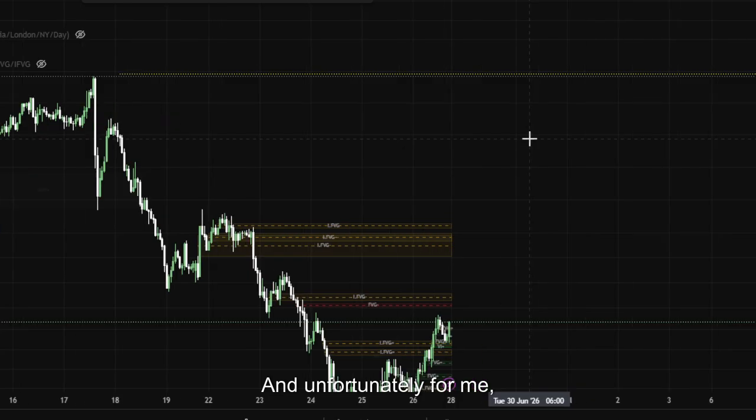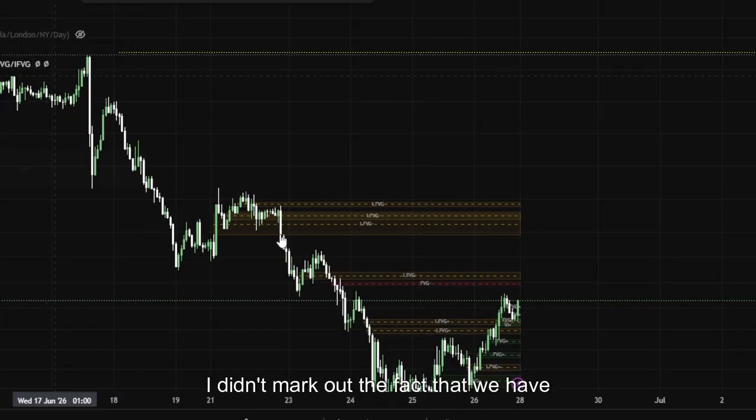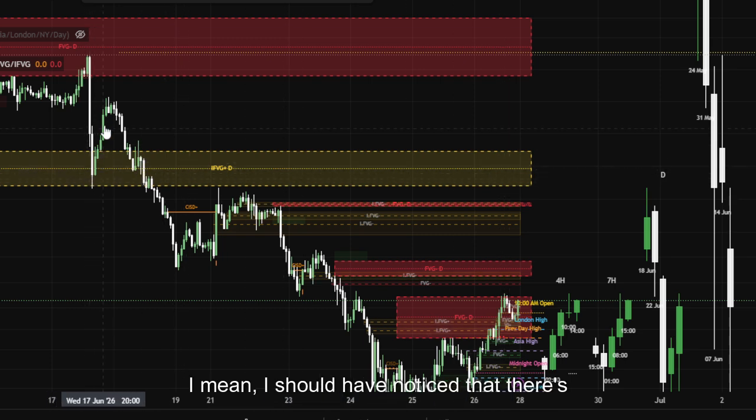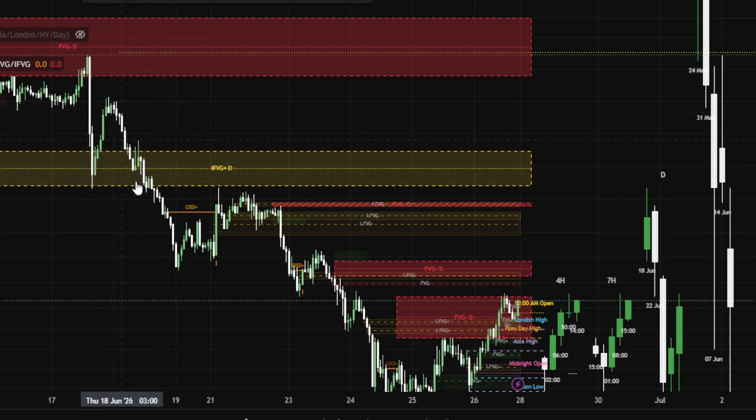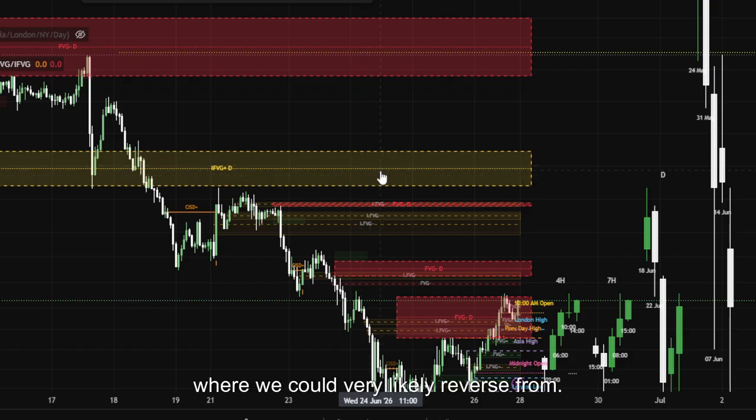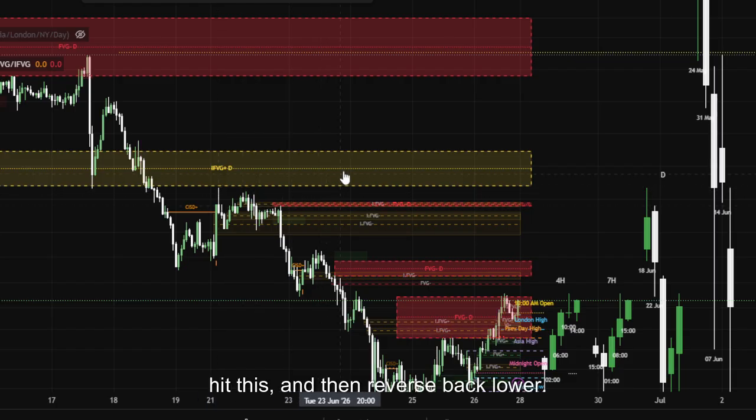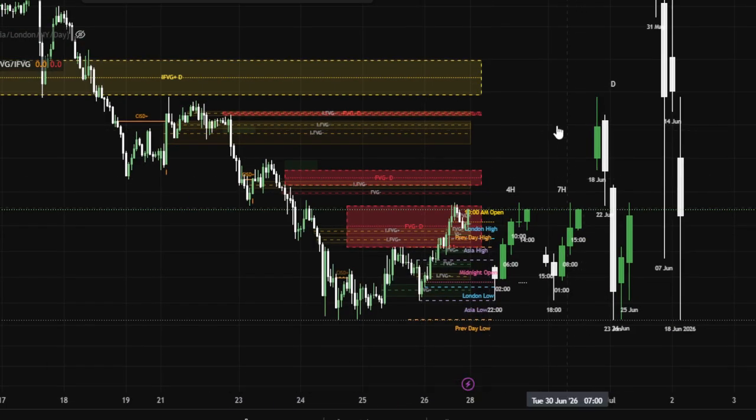And unfortunately for me, I didn't mark out the fact that we have this inverted daily right here that is actually going. I mean, I should have noticed that there's also an order block on the lower time frame, but if I didn't, I would have ran right into a bearish inversion where we could very likely reverse from. So we may actually just sweep this liquidity, hit this, and then reverse back lower.